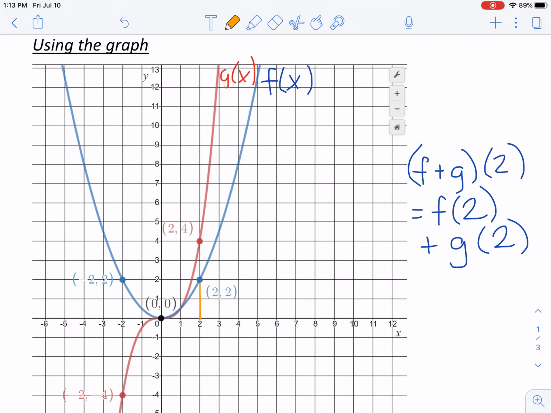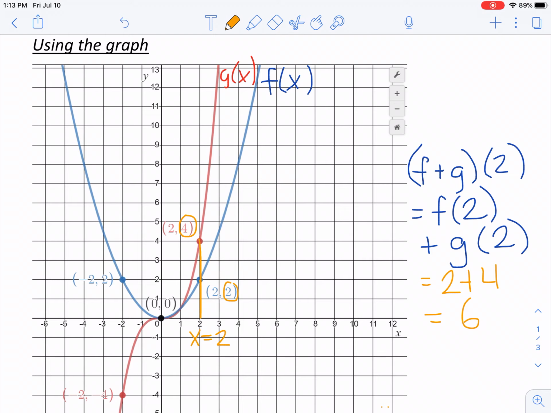and we'll trace up to f at x first. The y value is 2, and then we'll continue up to the red graph, which is g at x, and the y value is 4 at x equals 2. So our answer is going to be 2 plus 4, which is 6. We can also subtract the same way.